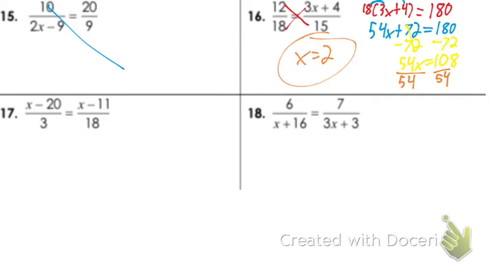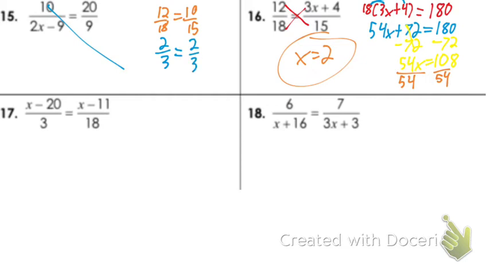Now if you plug it back in, I want to show you guys this. 2 times 3 is? 6. 6 plus 4 is? 10. So you get 12 over 18 compared to 10 over 15, okay? I'm going to write that over here. What goes into both 12 and 18? 6 goes into both. How many times? 2 and 3. What goes into both 10 and 15? 5. How many times? 2 and 3. Did we get the same thing? Yes. And they should, okay?